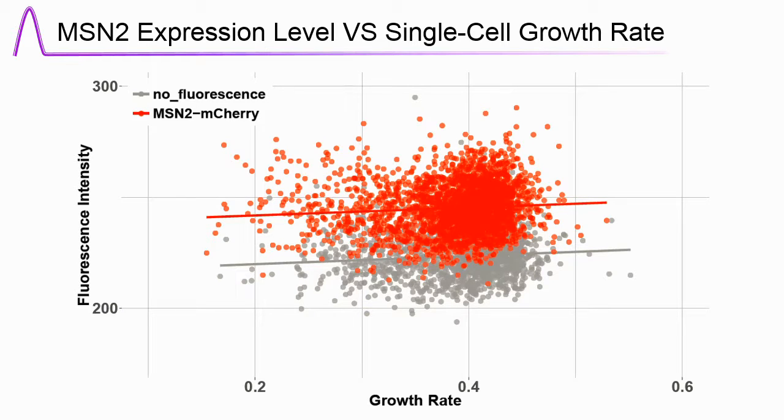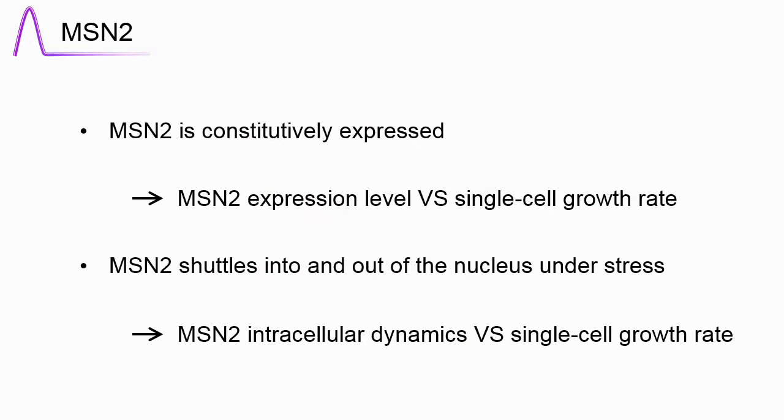We can see that the average signal level does increase, but there's no significant correlation between the growth rate and the MSN2 expression level. Okay, so it tells me expression level probably doesn't matter. Then let's take a look at the intracellular dynamics. So classic theory thinks MSN2 mostly stays in the cytoplasm under benign condition.